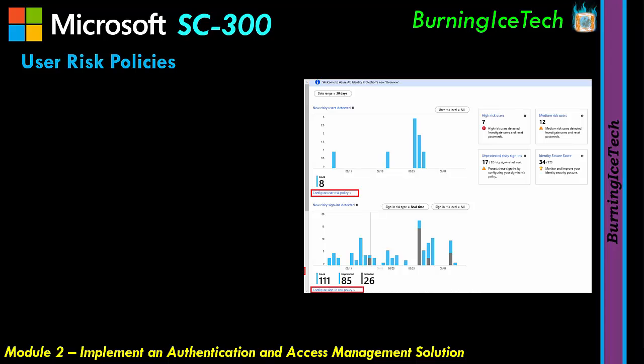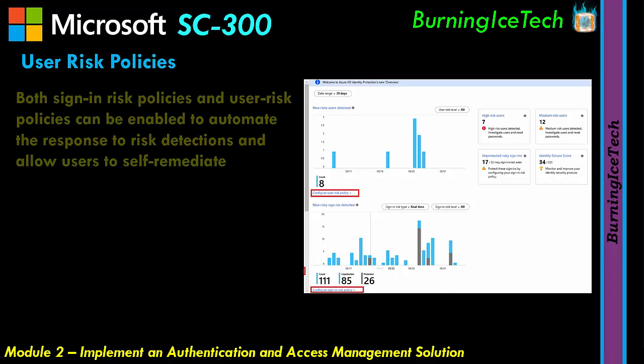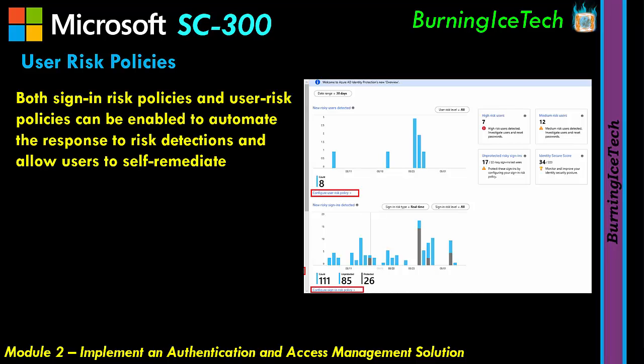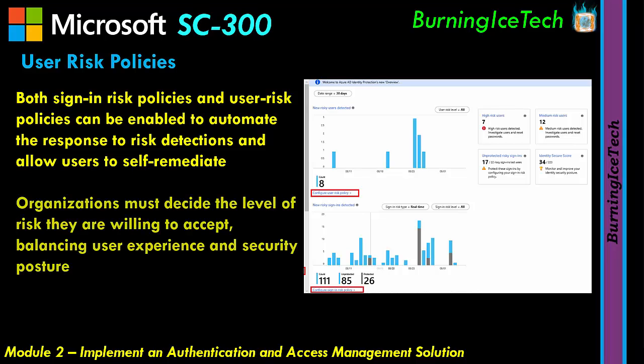So with regards to user risk policies, both sign-in risk policies and user risk policies can be enabled to automate the response to risk detections and allow users to self-remediate. It's your choice whether you go and make use of both, but I would recommend you go and make use of both. I mean, why would you not? Organizations must decide the level of risk they're willing to accept, balancing user experience and security posture.